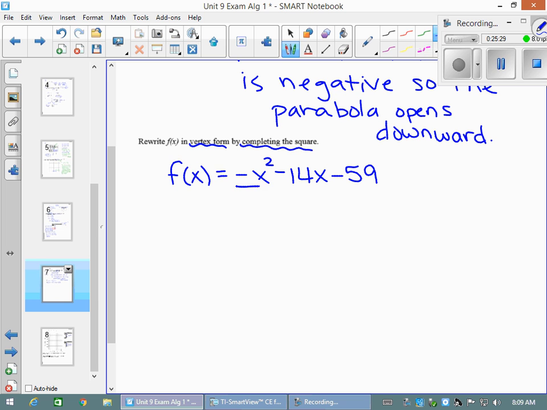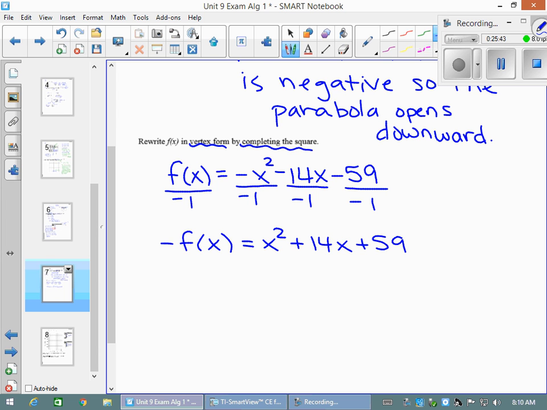So I get negative f of x is equal to positive x squared plus 14x plus 59. Second step is going to be to subtract my constant on both sides of my equation. So I have negative f of x minus 59.